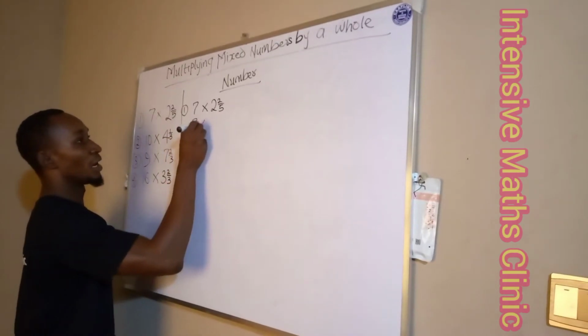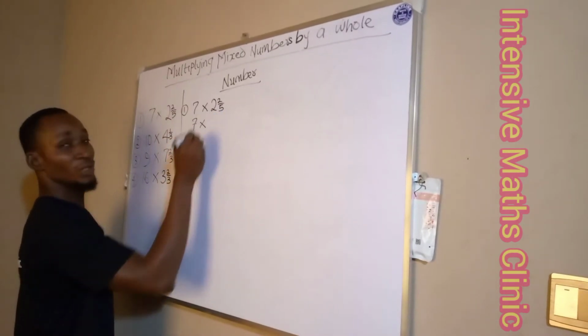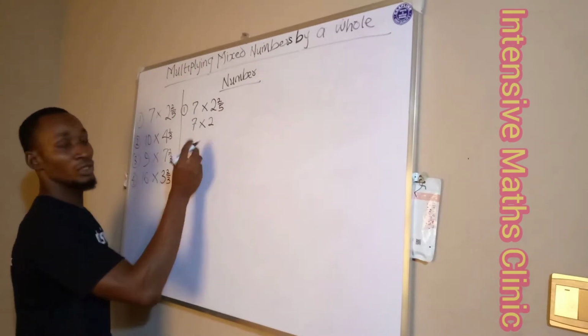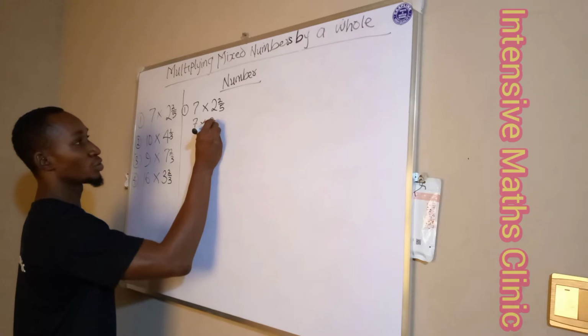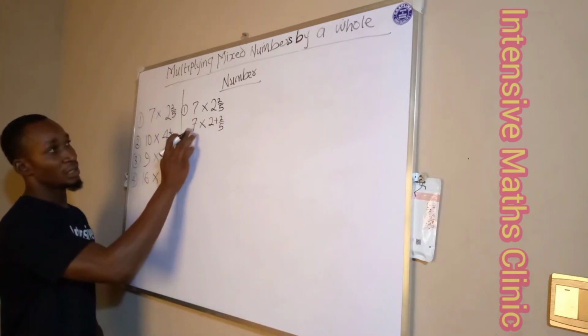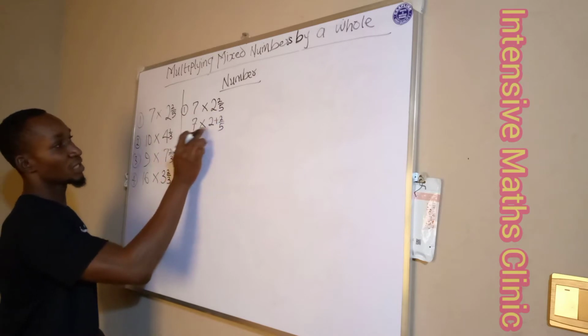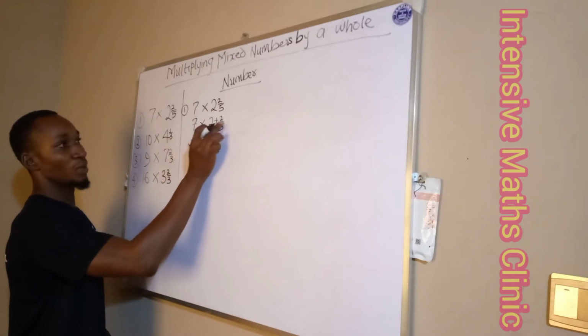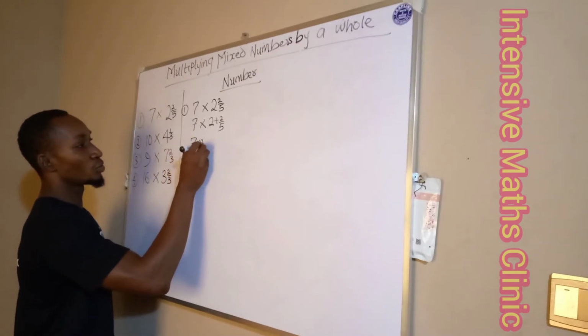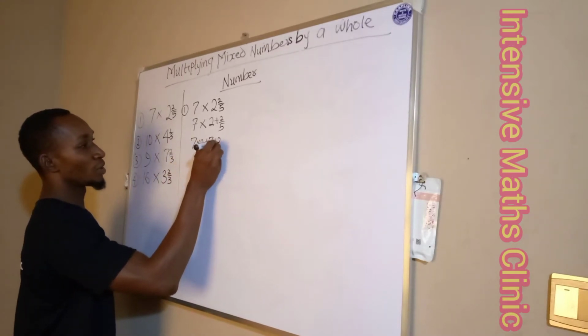This is a whole number and this is a mixed number. The mixed number, we are going to partition it into two by bringing out the whole number and the fraction. The whole number is 2, so 2 plus 2 over 5. Since we are multiplying, that means 7 multiplied by 2, plus 7 multiplied by 2 over 5.